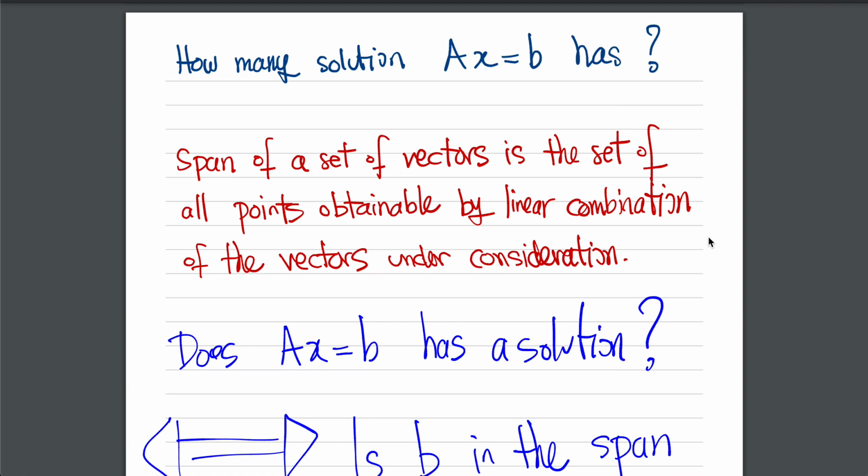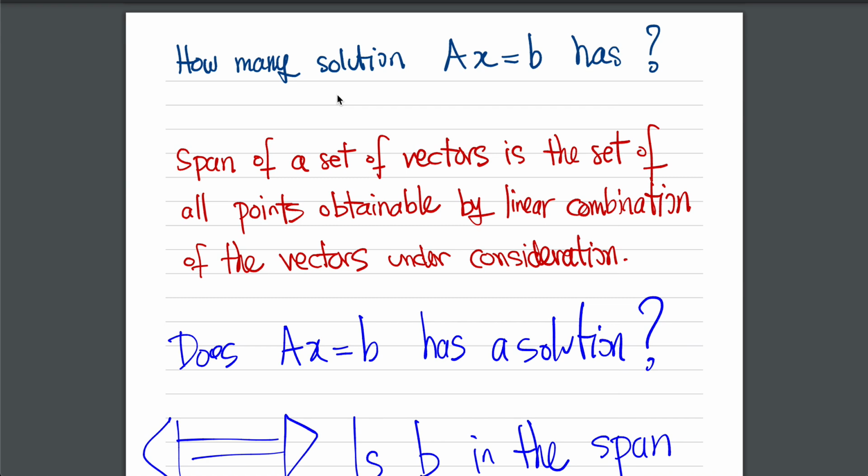Let's come back to the original questions. How many solutions does AX equal B have? It's either no solution, or only one solution, or infinitely many solutions. Now, in order to answer that question, I like to introduce a very important concept: the span. The span of a set of vectors is the set of all points obtained by linear combination of the original vectors.